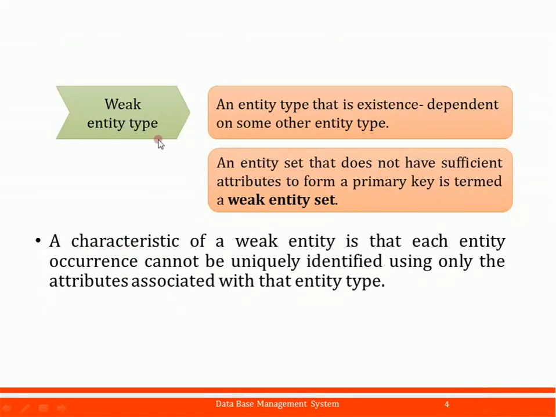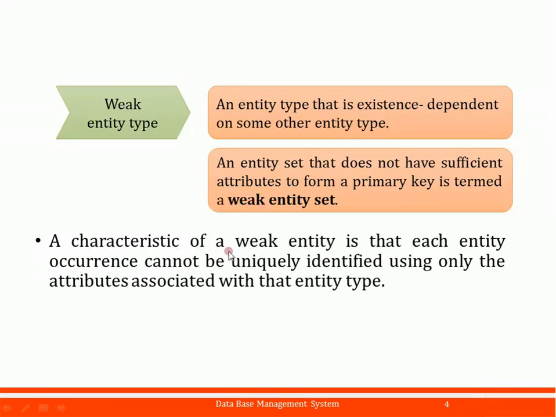The next type is the weak entity type. An entity type that is existence dependent on some other entity type. For uniquely identifying a weak entity type, we have to depend on some other entity type in the database. An entity set that does not have sufficient attributes to form a primary key is termed a weak entity set. So we cannot form any primary key using the attributes of the weak entity type.